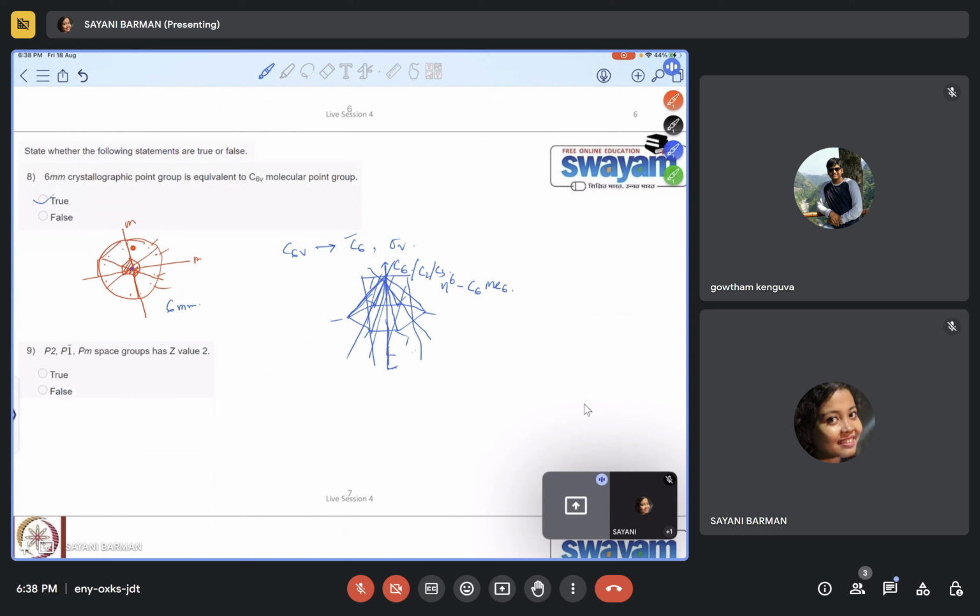Then the next one is P2, P1 bar, Pn space groups has Z value equals to 2. This is true or false. Now P2 is just a two-fold rotation. If this is the point, then there will be a two-fold rotation.